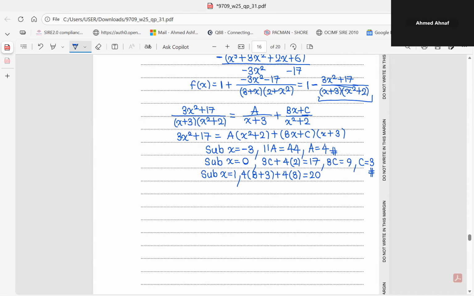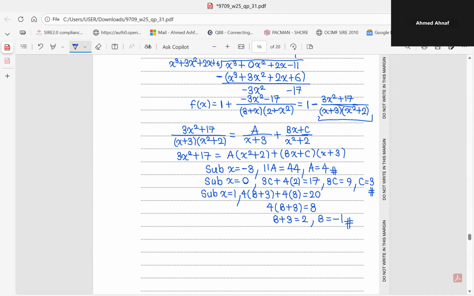Okay, then you get 4 times b plus 3. So 4 times 3 is 12. 20 minus 12, you get 8. B plus 3. 8 divided by 4, you get 2. And then b, you get minus 1. Let me just substitute back. So minus 1 plus 3, you get 2. So 4 times 2, you get 8. 8 plus 12, yeah, 20. So yeah, b is negative 1, and we have found all of our unknown constants.